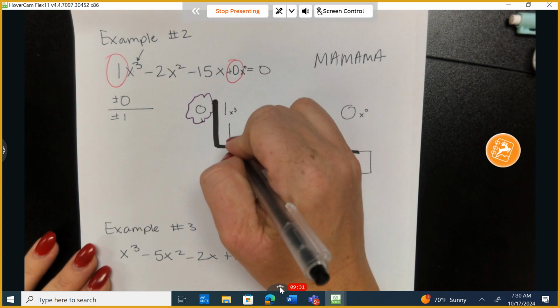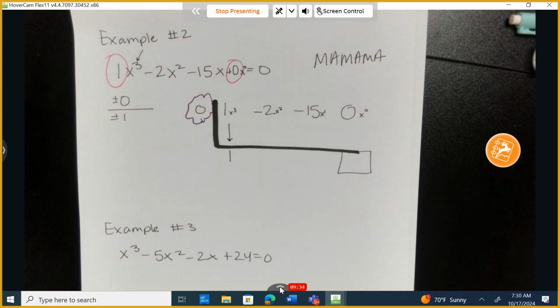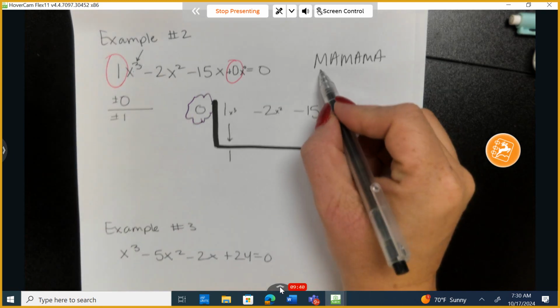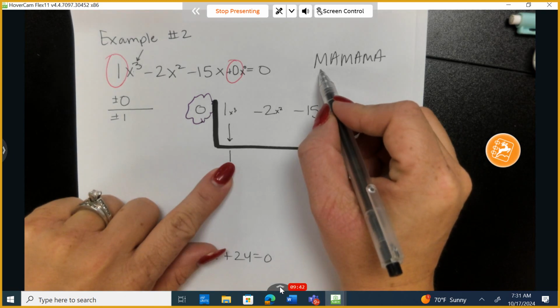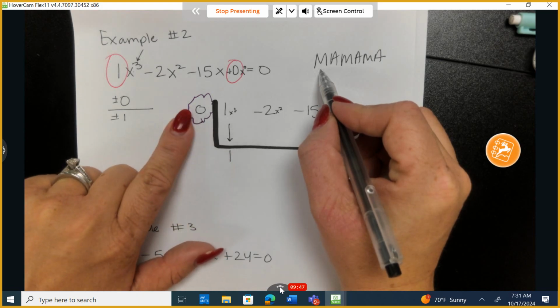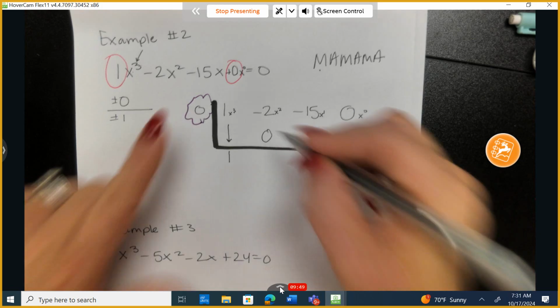So how do we get started? Before we get started, we drop down the very first number. That's our first step, drop down the first number. And now we're ready to begin. So I'm going to start by multiplying. And you're wondering, what do I multiply? It's the bottom times the magical number out front. 1 times 0 is 0. I put it underneath the second number.